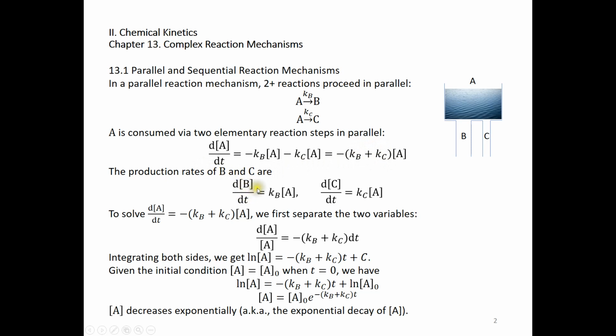The production rates of B and C are different. dB/dt is just kB[A], that's the reaction rate of the first step. dC/dt is kC[A], the reaction rate of the second step.